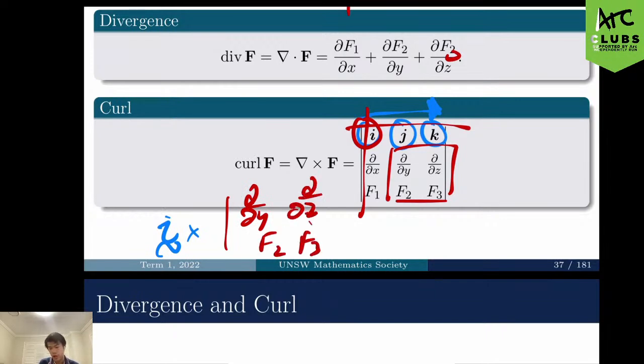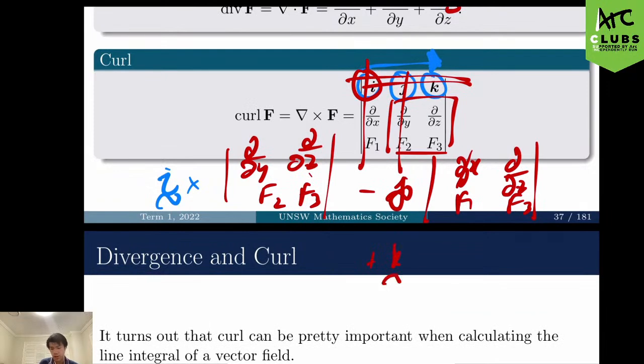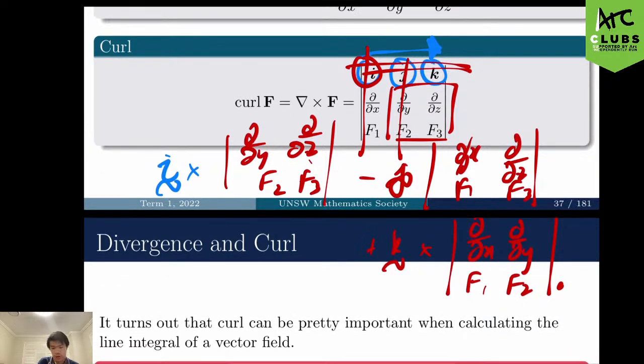You do the same thing with j. Then you multiply that by, you exclude this column, this row, d on dx times f1, d on dz times f3. And then you do the last thing with k, and you do d on dx, d on dy, f1, f2. And that's our formula for curl. We'll do an example later, but basically this is just a nice way to remember it.